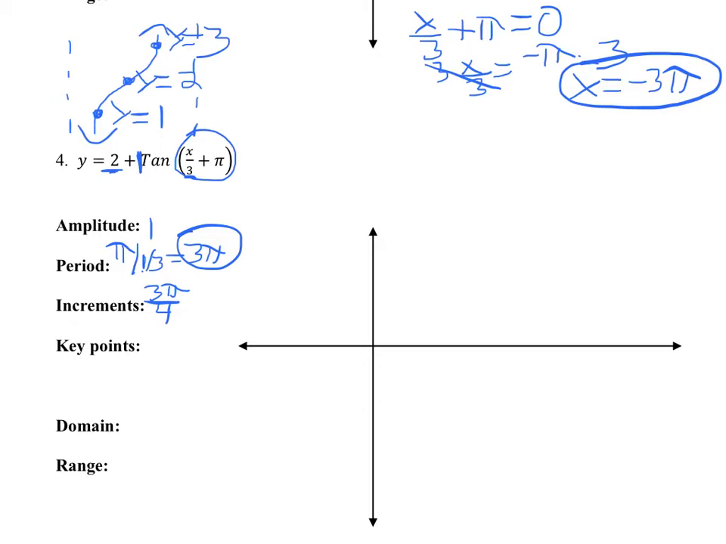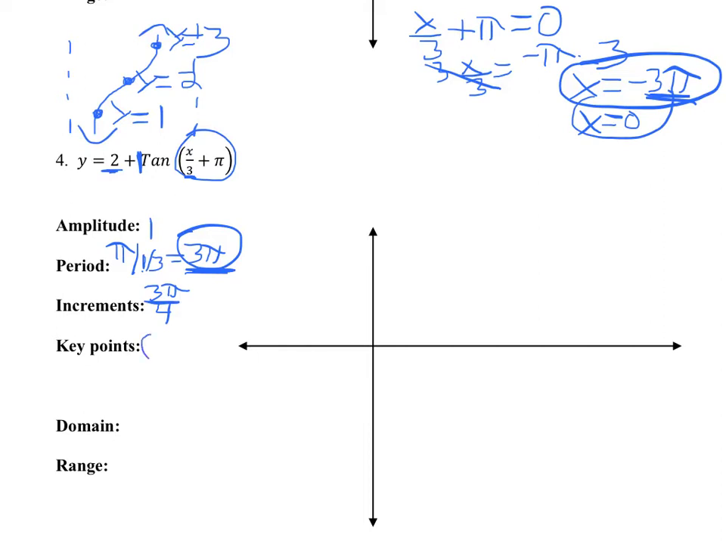Okay, so now here's the thing. If I start at negative 3 pi, and the period is 3 pi, well then I have to end at x equals 0. So let's use the increments for all the x values, and I should get it so that I start at x equals negative 3 pi, and the 5th x value should end at x equals 0. So let's see if it works.